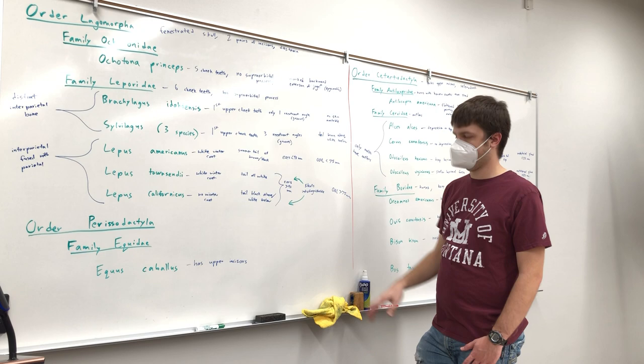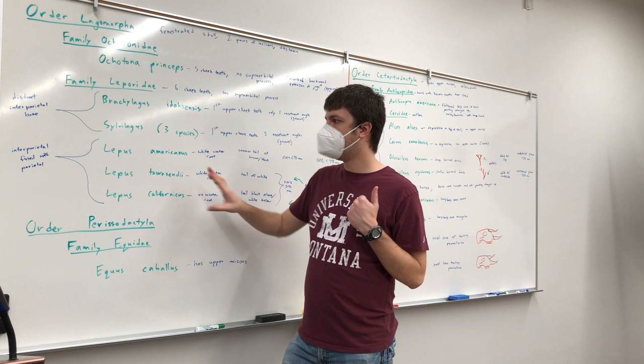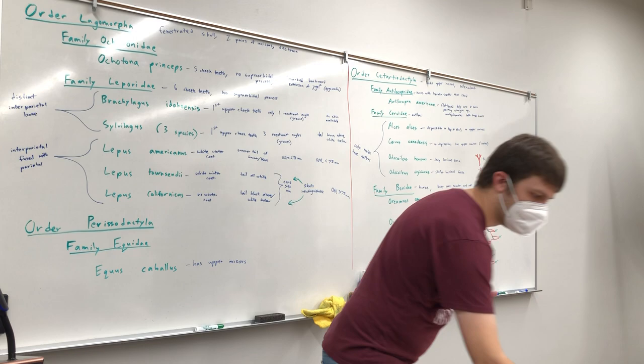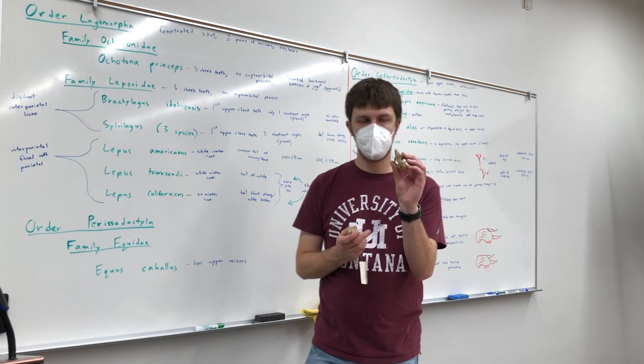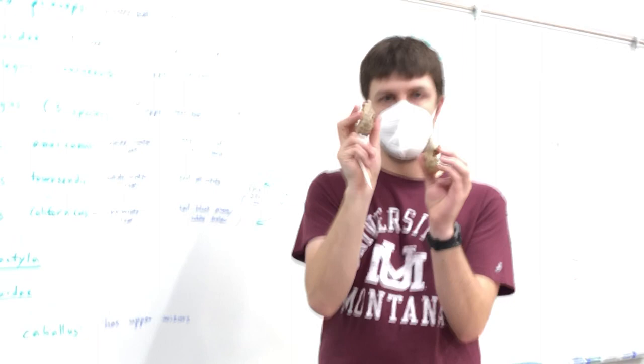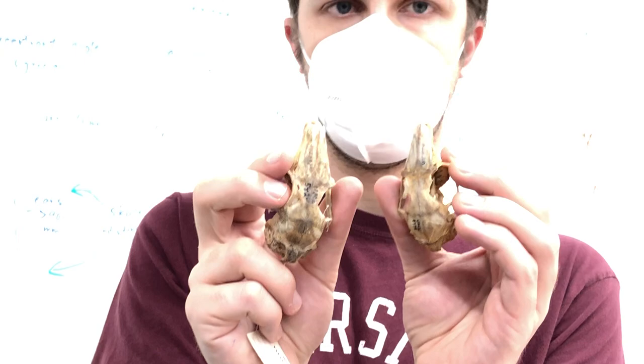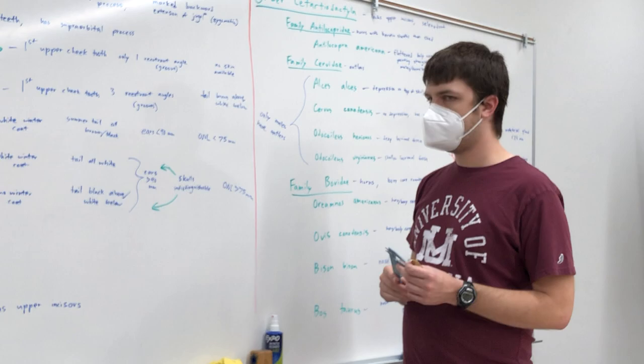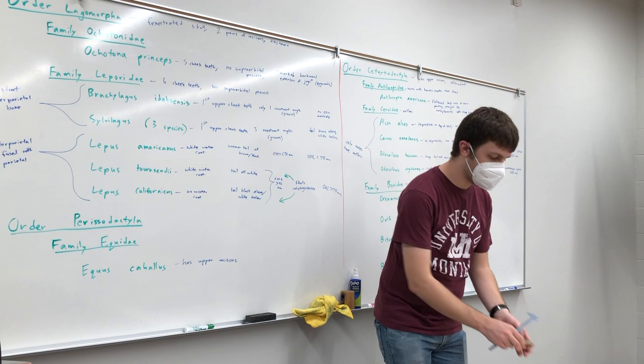Okay. So let's say that we know that it's genus Lepus. It is a hare slash jackrabbit. For the skulls, it comes down to size. We have Lepus americanus in this hand and Lepus californicus in this hand. You can see that Lepus americanus is smaller. Specifically, the ONL is less than 75 millimeters. We have not mentioned the ONL before. This is the occipital nasal length. It is the description in your key.